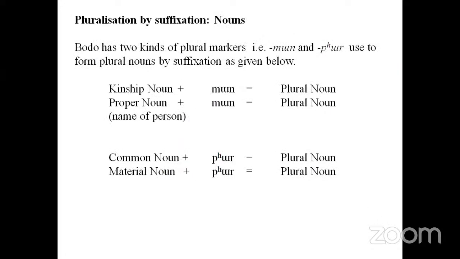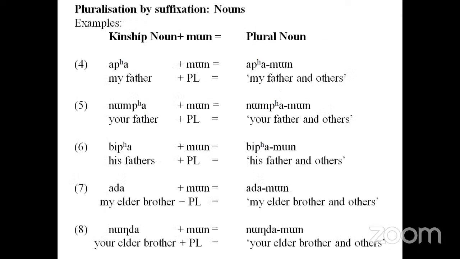For nouns, Bodo uses only two kinds of suffix, that is man and per. Man is used with kinship nouns and proper nouns, that is, names of persons. And per is used with common nouns, material nouns, etc. Examples are given here. First, kinship nouns, for example apa, my father; man, the plural marker: apa man, bipa man, ada man, nengda man, etc.